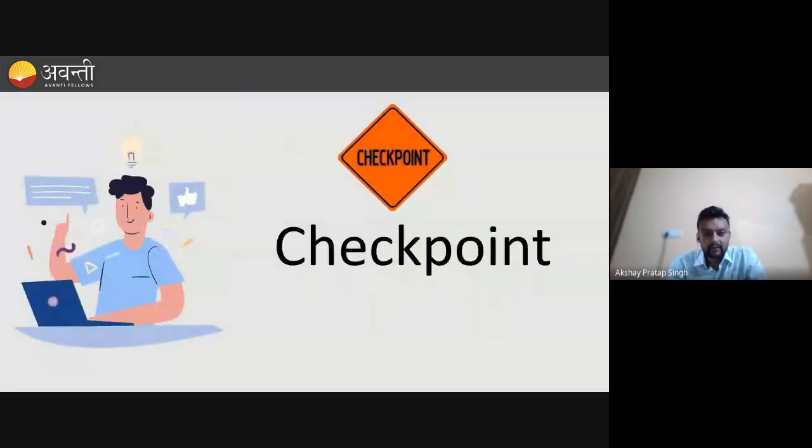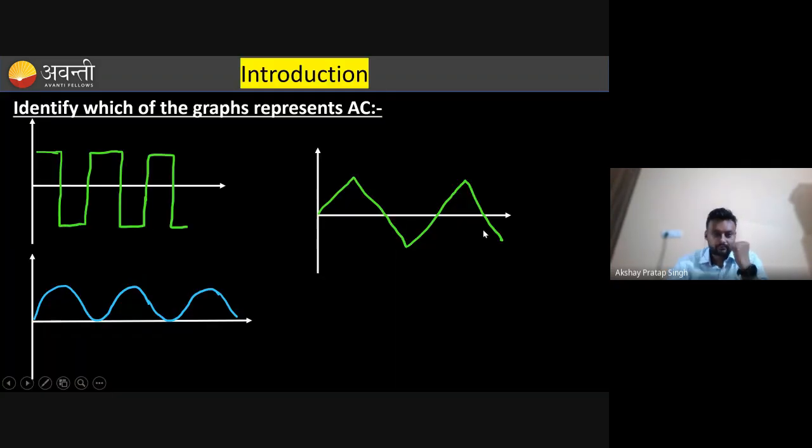Okay, moving further. On the next slide, there are two or three graphs. Then you need to check which of the graphs represents alternating current. Let's suppose this is graph A, this is graph B, and this is graph C. Now tell me which of these graphs are representing AC?